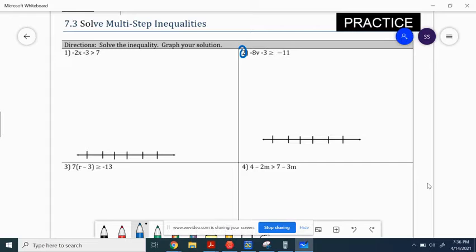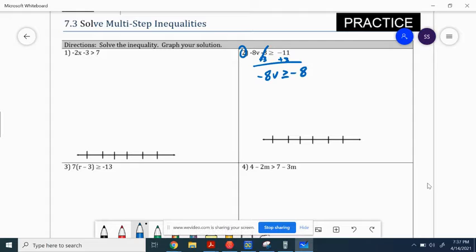Just remember, we want to solve inequalities the same way we solve equations. What we do to one side, we've got to do to the other, and we're going to use inverse operations to isolate the variable. So if I want to get this negative 8v by itself, I need to get rid of that negative 3. I do so by doing the inverse operation and adding 3. If I do it to one side, I have to do it to the other side. On the left side, that cancels out. I'm left with negative 8v is greater than or equal to negative 8.